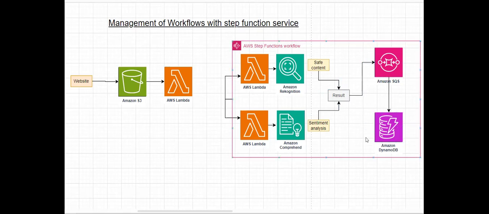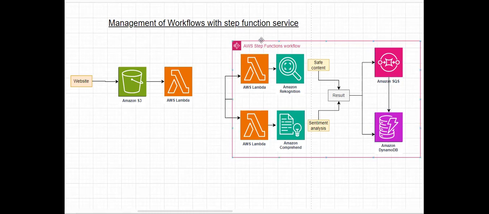Let's say the safe content is false, or the sentiment analysis is not positive. In that scenario, the result is directly saved into this DynamoDB. That means our message is not stored in our SQS queue. That means the messages stored in this queue are safe, whereas those directly saved in this DynamoDB are unsafe, right? Yeah. So in this way, we can manage this whole workflow.